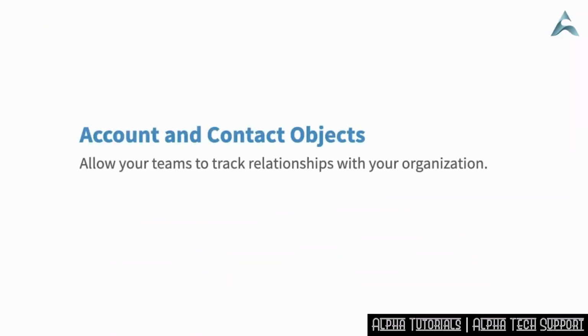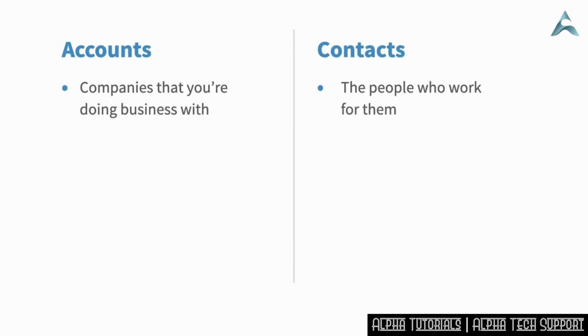Account and contact objects allow your teams to track existing relationships with your organization, which makes them the most important objects to be mindful of as an administrator. An account refers to all the information related to a company or one-person company. This may include things like their address, their industry, website, and more.